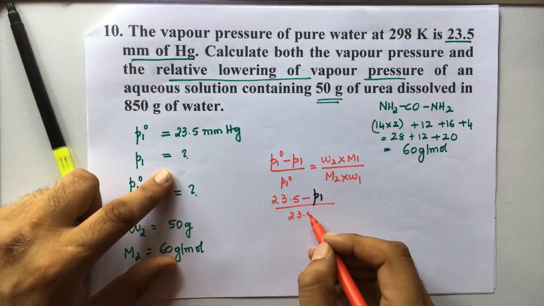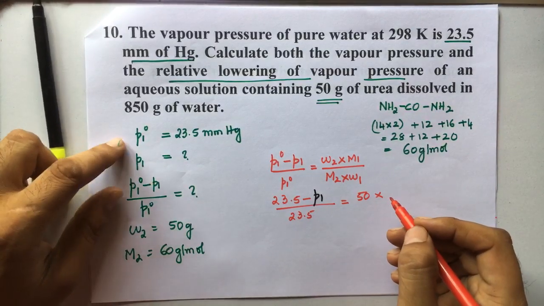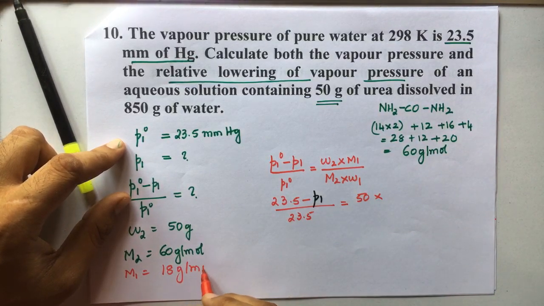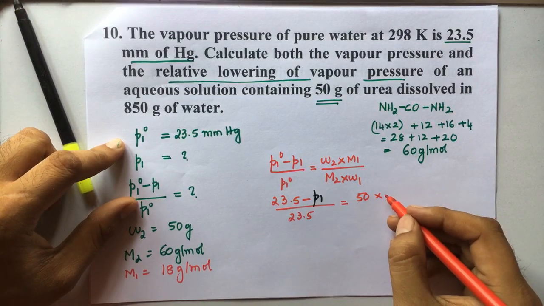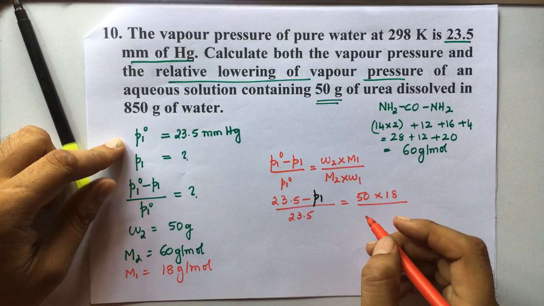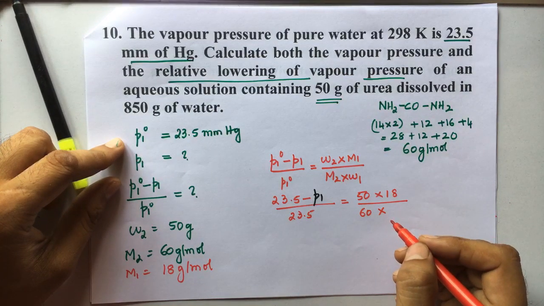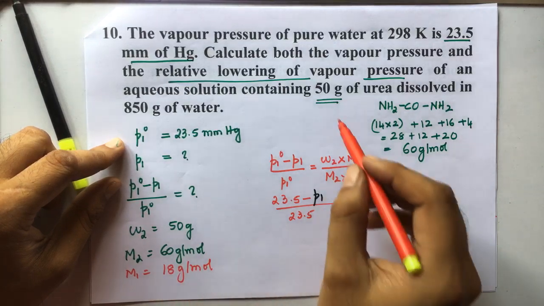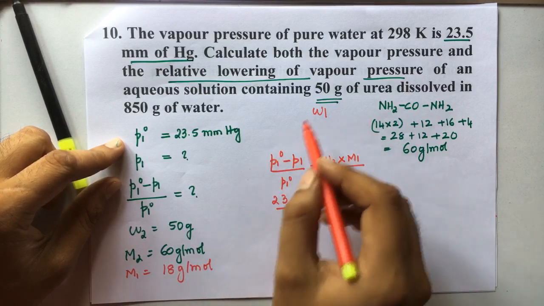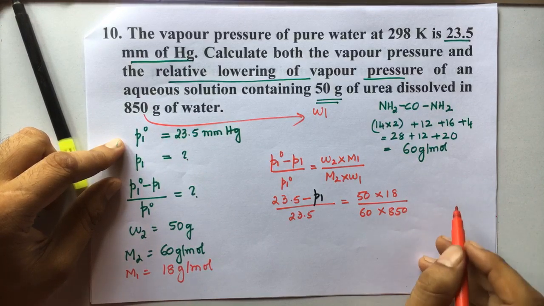P1 naught, 23.5. This is equal to W2, which is known, 50, multiplied by M1. What is the molar mass of water? That should be equal to 18 gram per mole. Let me substitute here: 18 divided by M2, which is known, M2 is equal to 60, multiplied by W1, which is 850 grams of water, that is 850.